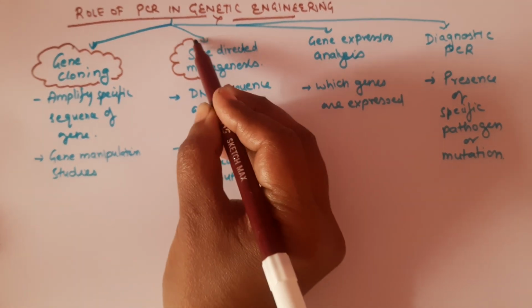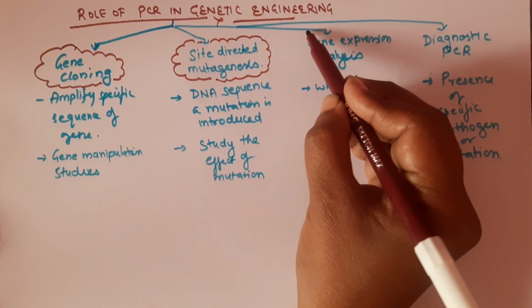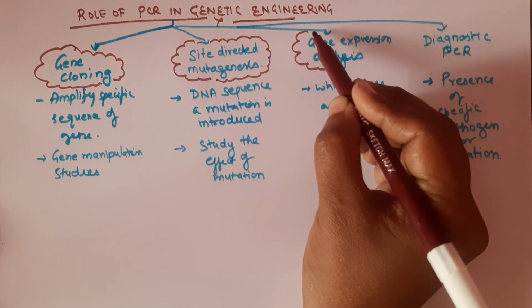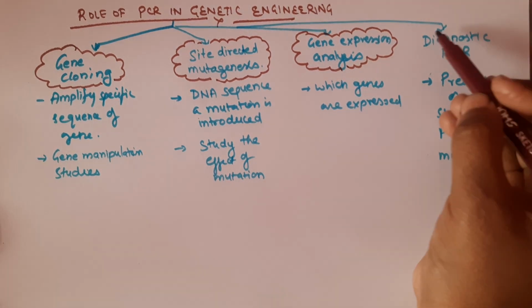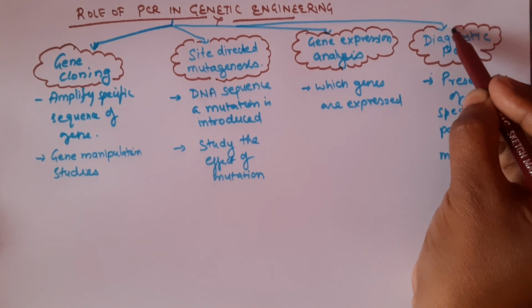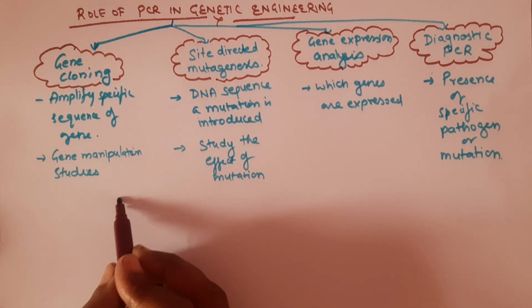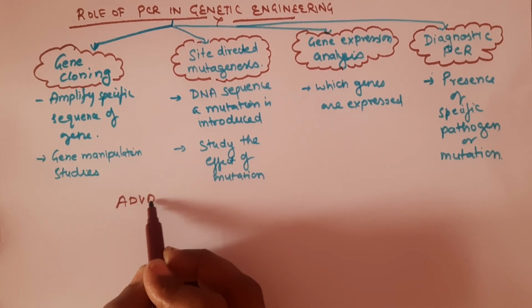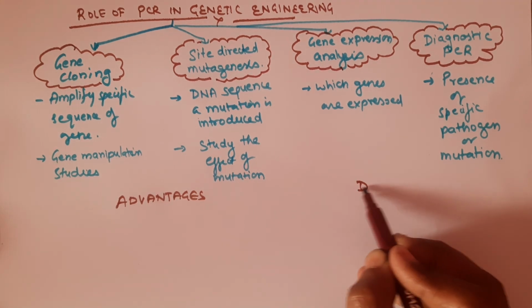To give a quick glance again, PCR is used for gene cloning. It is used for site-directed mutagenesis. It is used for the expression of the gene, what genes are present, what genes are absent, and it is also used for diagnostic purposes. Now let's talk about the advantages of PCR and disadvantages.